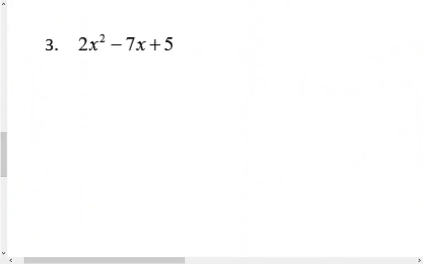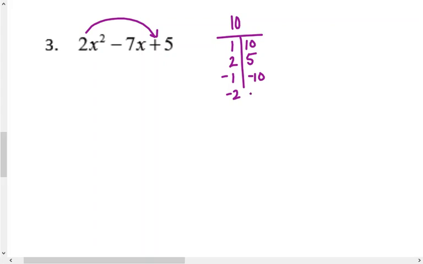Number 3. So first check, no GCF, okay, can't group. So we do 2 times 5, 10. All right, so I can do 1 and 10, 2 and 5. Now I notice I do have a negative, so I'm going to list my negative options, -1 and -10, -2 and -5. Adding to a -7 will give me -2 and -5.